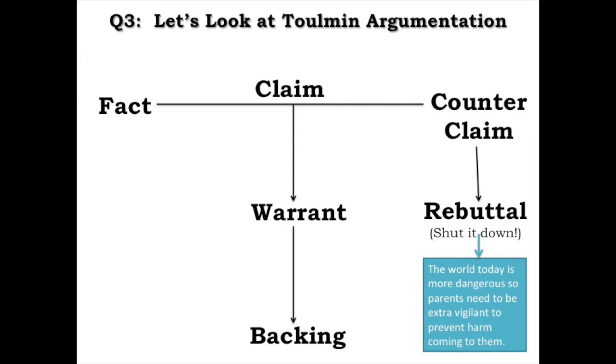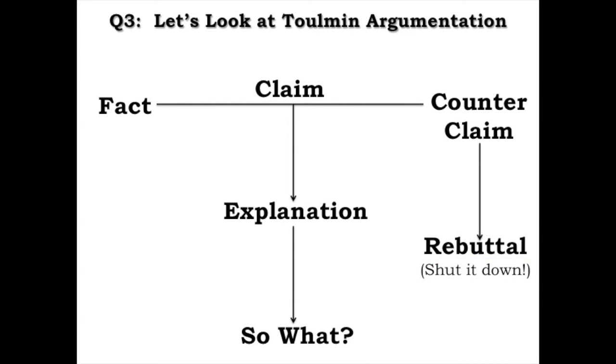So an example here is, although the parents should keep it to a minimum, monitoring their students within reason, the world today is more dangerous, so parents need to be extra vigilant to prevent harm from coming to them. So that is an example of how the rebuttal should go along with your argument, but it should smack down whatever the counterclaim was.